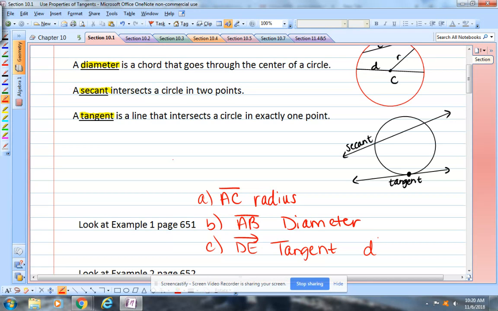And then part D, it's line AE. What is AE doing with that circle? It goes all the way through it and touches at point A and point G, so it is a secant. Does that make sense? Right.